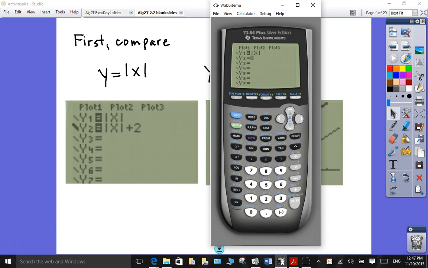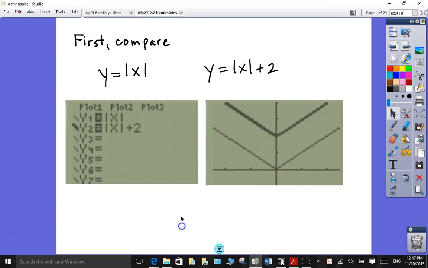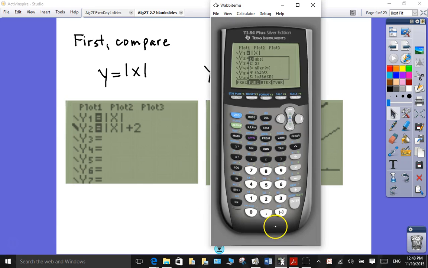Now, I want to see what happens when I add a number after the absolute value. What kind of a shift in the graph is that? So I'm going to put the absolute value of x, get out of the absolute value, and put a plus 2. So where am I? Alpha, window, 1. My calculator. Try this again. Okay, and here I put my x, and then I get out, and I put a plus 2.